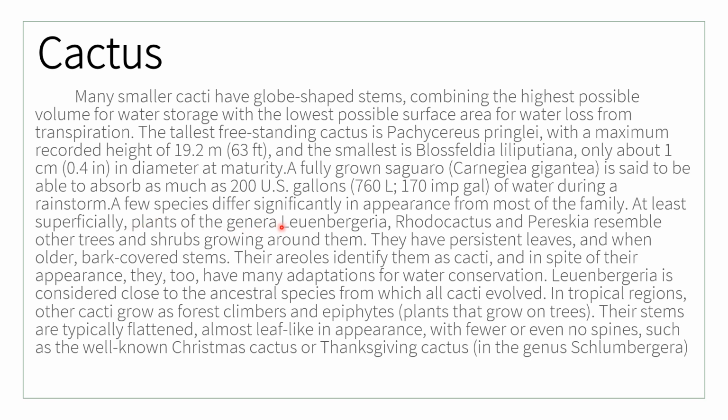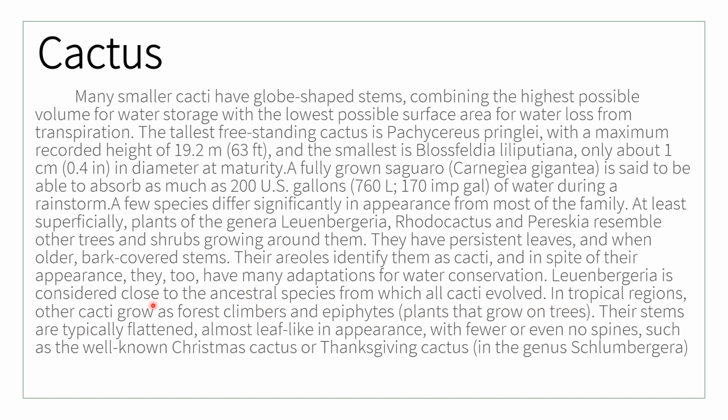A few species differ significantly in appearance from most of the family, at least superficially. Plants of genera Leuenbergia, Rhodocactus and Pereskia resemble other trees and shrubs growing around them. They have persistent leaves, and when older, bark covers their stems; their areoles identify them as cacti, and in spite of their appearance, they too have many adaptations for water conservation. Leuenbergia, or Leuenbergeria, is considered close to the ancestral species from which all cacti evolved.